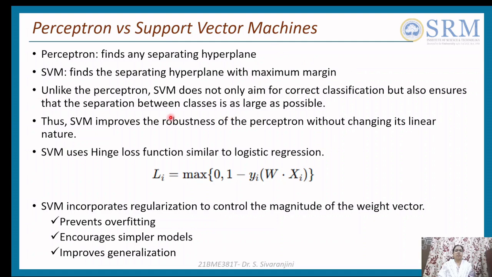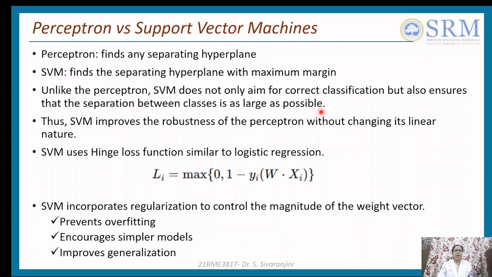So unlike a perceptron, SVM does not only aim for correct classification, but also ensures that the separation between the classes is as large as possible. It ensures that your separation is very large, right? So SVM improves the robustness of the perceptron without changing its linear nature. And one more thing is that the loss function used in SVM is the hinge loss function, which is similar to logistic regression, which we'll be seeing in later lectures, right?